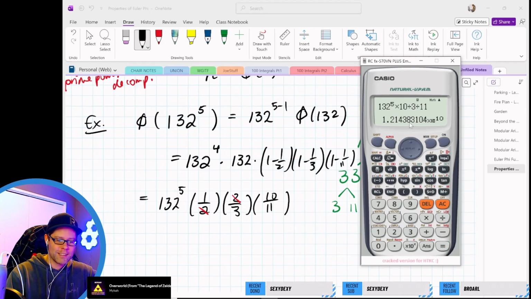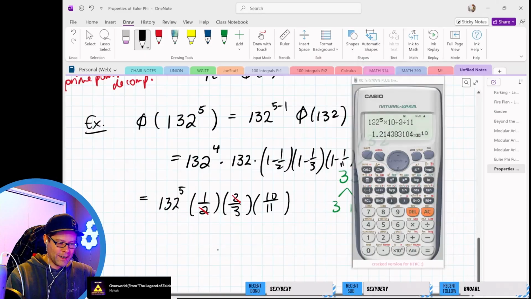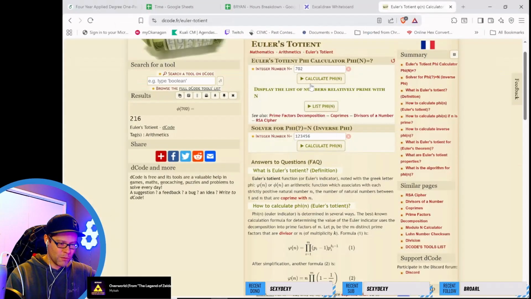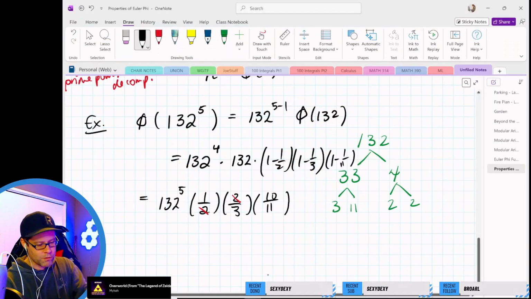It's too big for a calculator. I'll throw it in here and see. No, it doesn't recognize it. So even this one can't really recognize it. So I might just leave this in factored form. 132 to the power of 5 is pretty big.